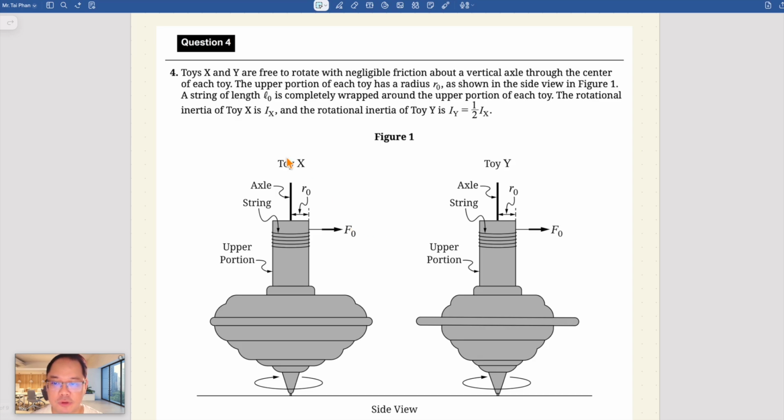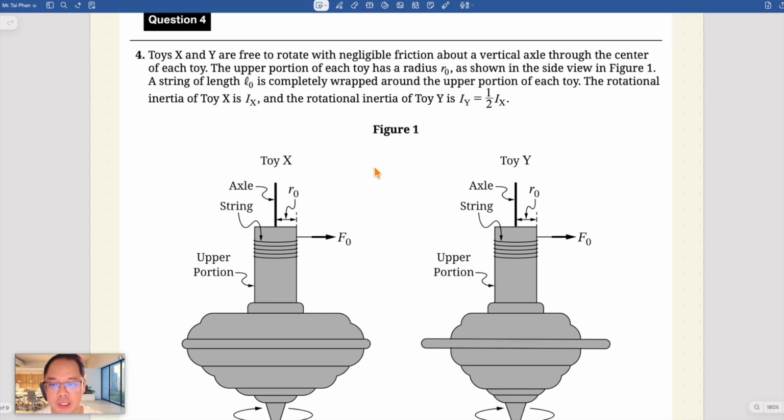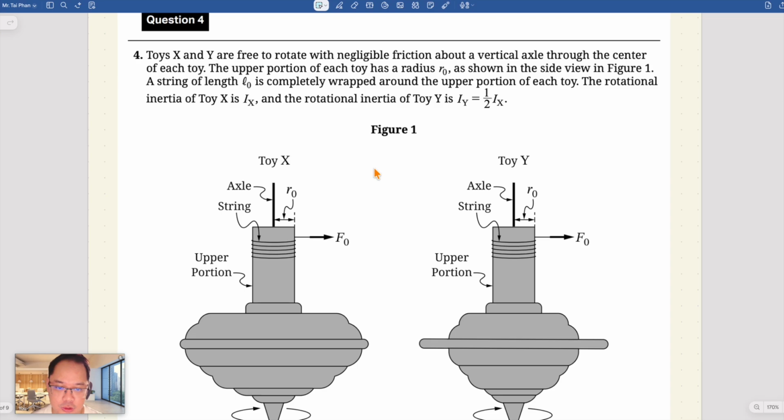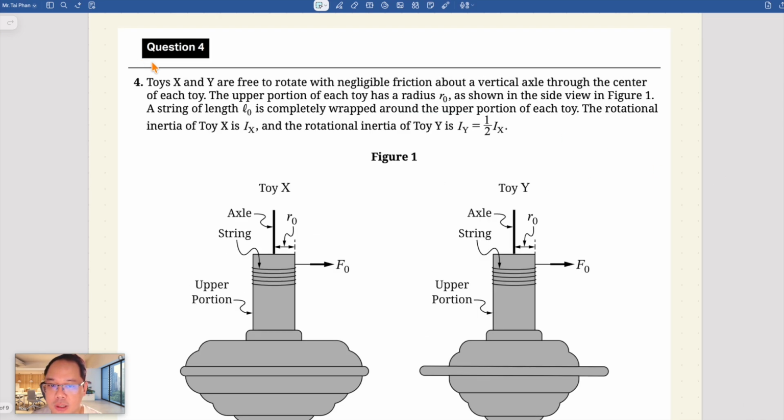Tai. In this video, I would like to explain a question in AP Physics 1, 2026, free response question number 4. This is the question. Toys X and Y are free to rotate with negligible friction about a vertical axle through the center of each toy. Here, they are shown on the diagram. Okay, this is the center, the axle.